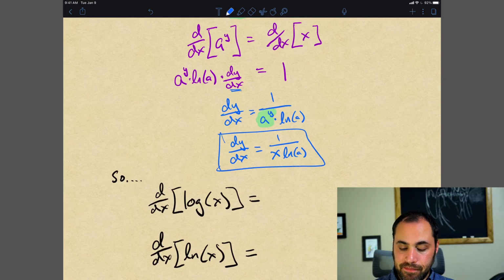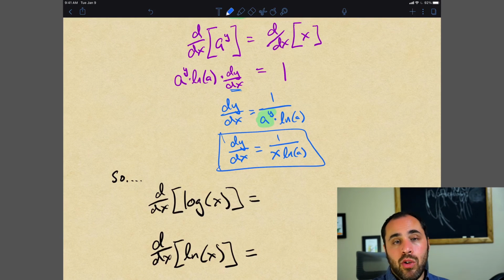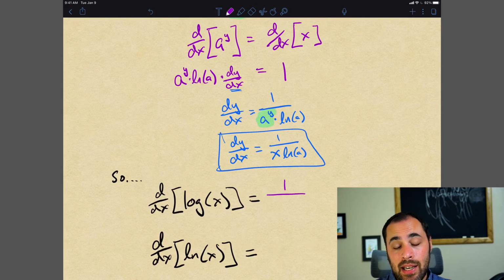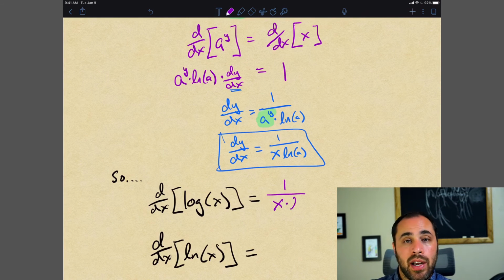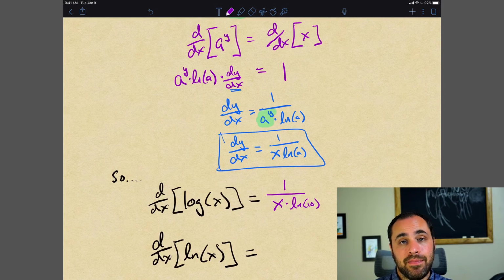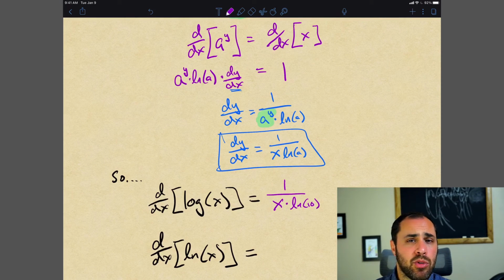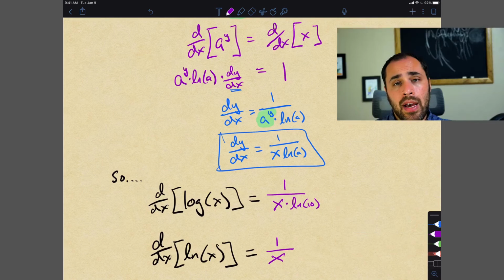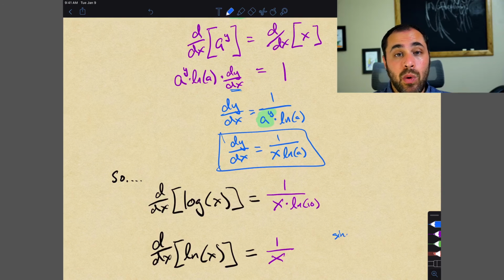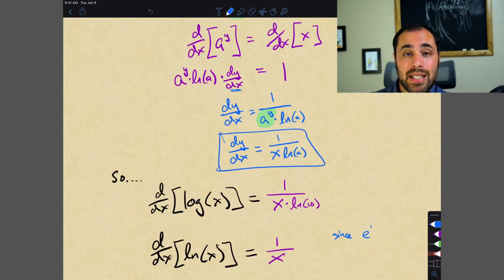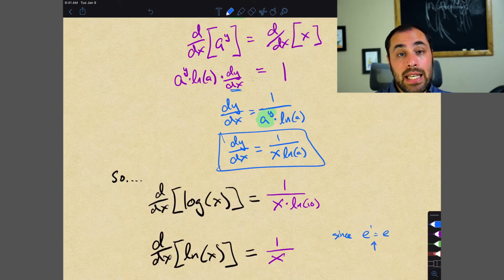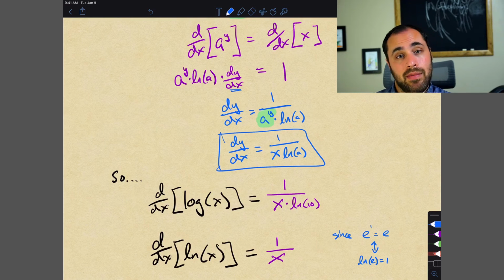So for the two examples we saw, log of x, that is the common log base 10, the derivative is 1 over x times ln of 10. ln of 10 is a number that's about 2.3. And the derivative of ln of x is simply 1 over x. Why is that? Well, ln of e, to find that is to ask e to what power gives us e, and of course e to the 1 gives us e. ln of e is just 1.